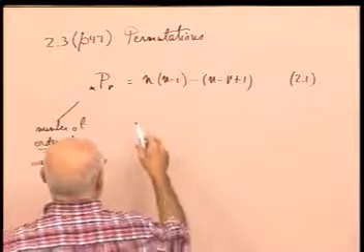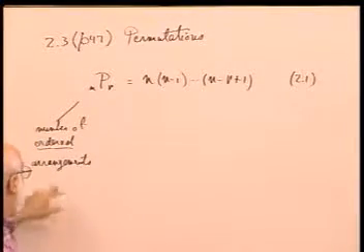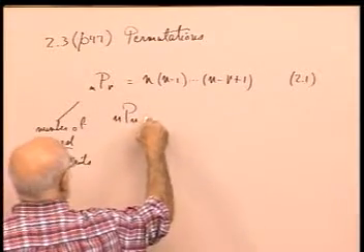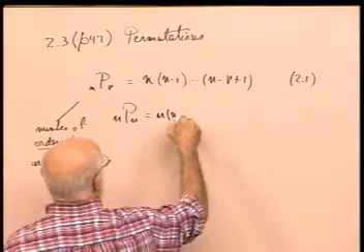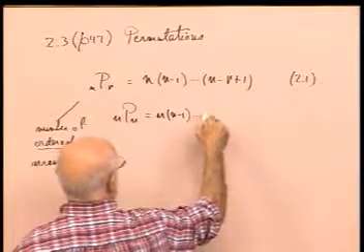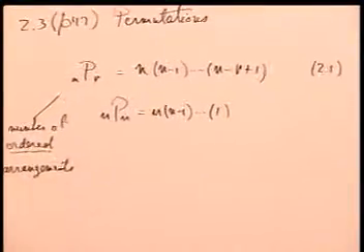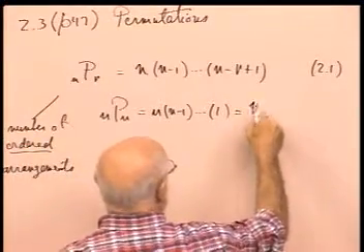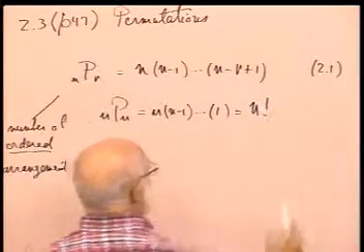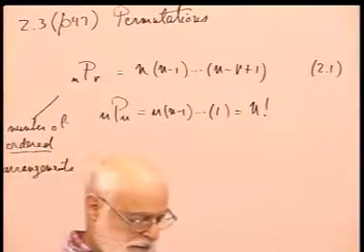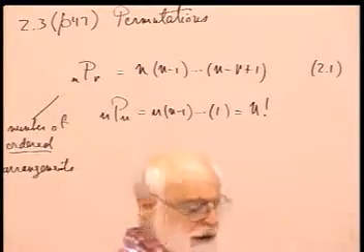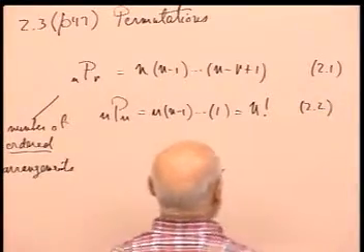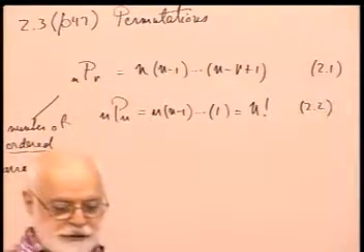And in particular, for the case where you take all the elements of the set and arrange them, that would be nPn, which is n times n minus 1, and so forth. And the last term would be 1. And there's a name for that, or a notation. It's usually called n factorial, which is an n with an exclamation point. That's 2.2 in the textbook. Okay, so that's simple enough.